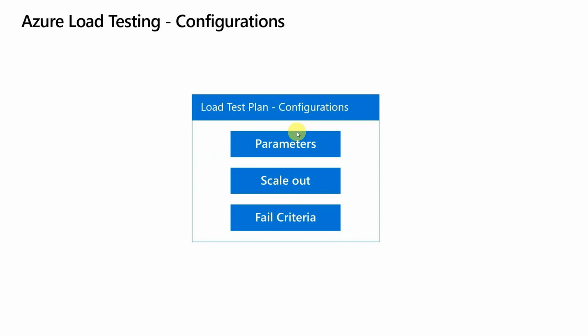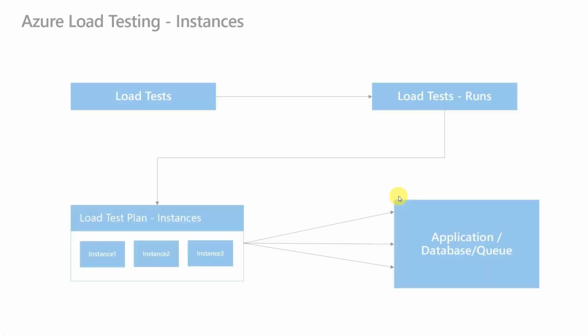Okay, and we can also specify how many agents. For example, for 50 users, do you want to simulate them from one server or multiple servers? So all those can be configured. And fail criteria, so what is the criteria? We will see this when we configure the load testing service. Basically here you can see more information.